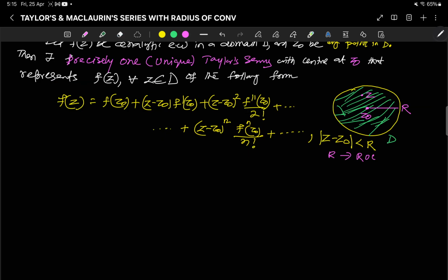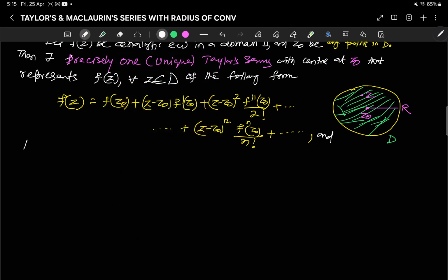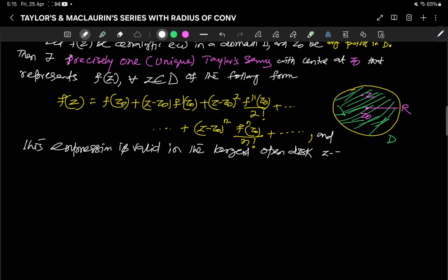So in view of this, I write in the language as follows, and this expression is valid in the largest open disk, mod of z minus z0 less than R. This is the disk with center at z0 and radius of convergence R.